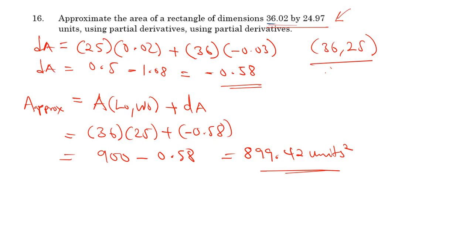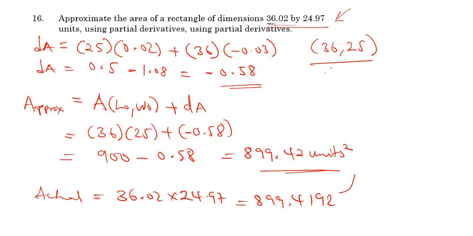Now compare this to the actual area. The actual area is just you multiplying its length times width, so 36.02 multiplied by 24.97. I punch that into my calculator and get 899.4192. So you see that our approximate area is really close to the actual value. This is how you use the total differential in order to approximate the area of a rectangle.